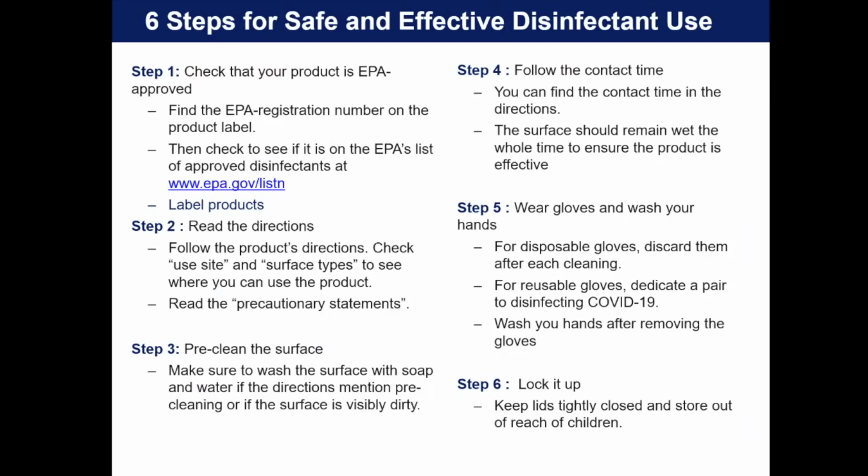So there are 6 steps to using disinfectants that are recommended. The first is to check that it's EPA approved. You want to look for the EPA registration number on the product label and then go to the EPA.gov website with the list, and see if your product is on that list. You can actually just put that number in and look it up. Read the directions and follow the product's directions. We call these IFUs, information for use. You'll hear that term a lot of times in infection control.